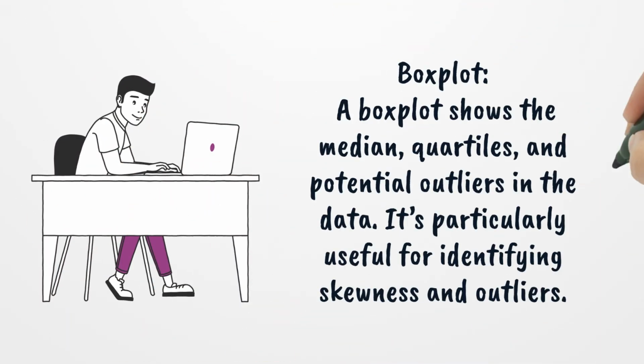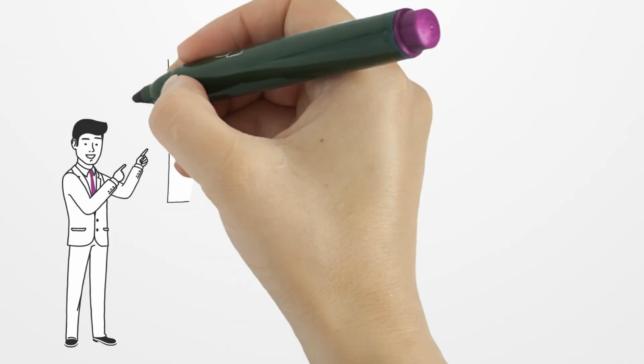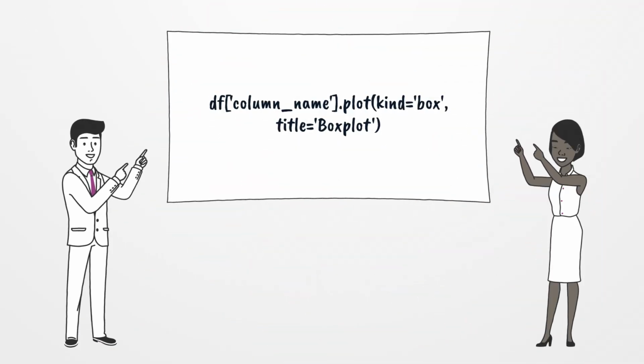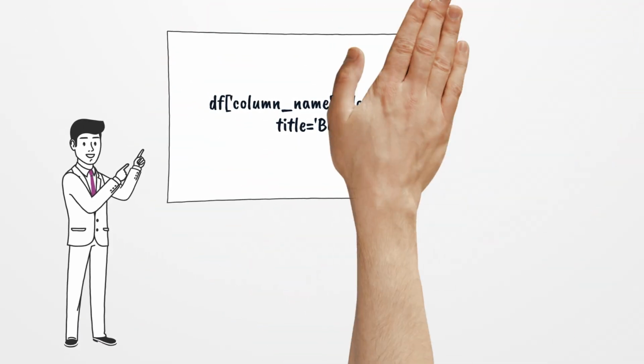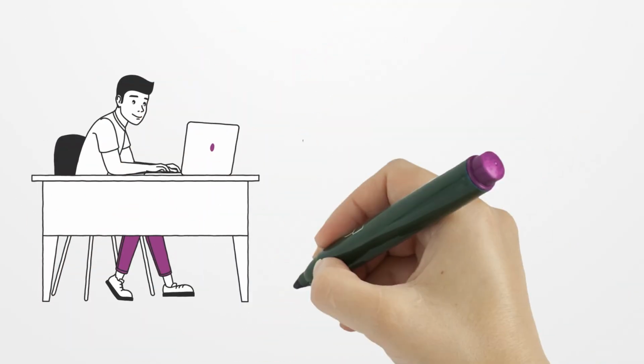Box plot. A box plot shows the median, quartiles, and potential outliers in the data. It's particularly useful for identifying skewness and outliers. df['column_name'].plot(kind='box', title='Boxplot'). Scatter plot.